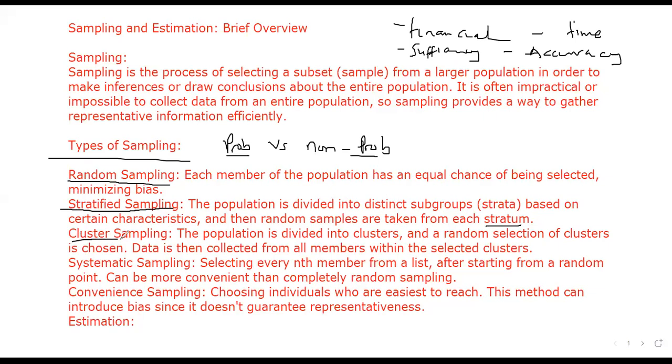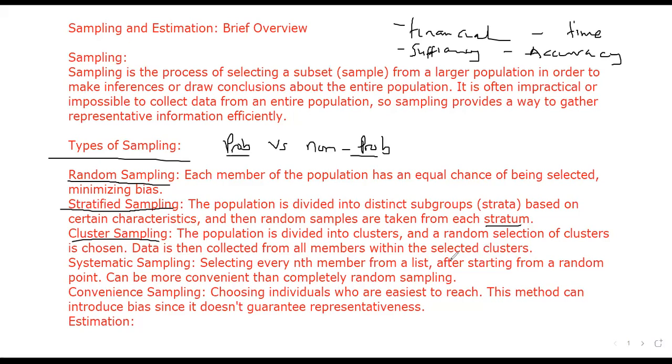We also have what we call cluster sampling, where we subdivide the entire population into clusters, and a random sample is selected from the clusters. So this data will represent all members selected within the certain clusters. Southern province, northern province, those could be clusters.